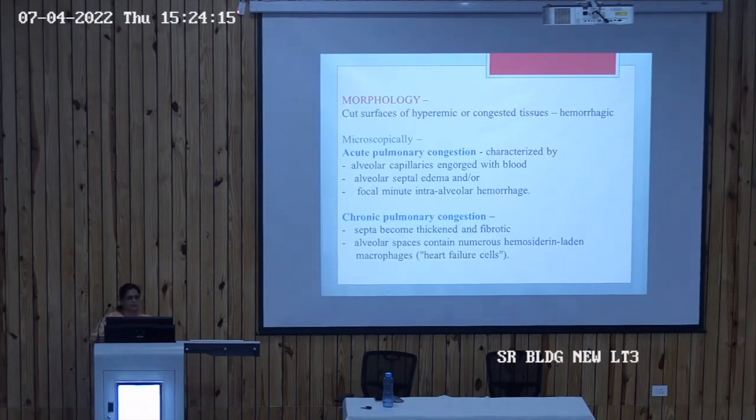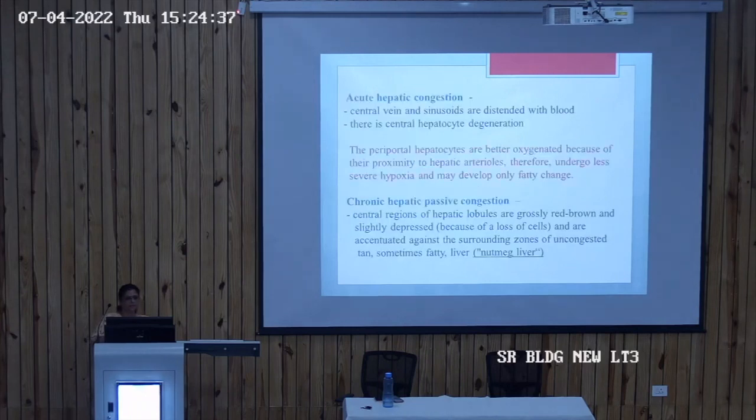Microscopically, alveolar capillaries are engorged with blood. Alveolar septal edema or focal intra-alveolar hemorrhages occur in acute. In chronic ones, the septa will become a little thick and fibrotic because the problem is there for some time. So the septa are thickened. Alveolar spaces contain numerous hemosiderin-laden macrophages, and they are known as heart failure cells.